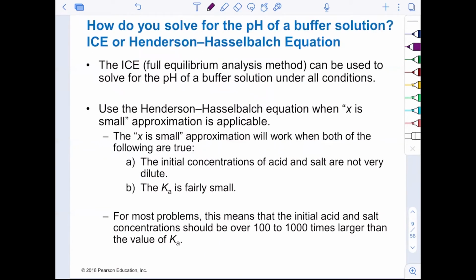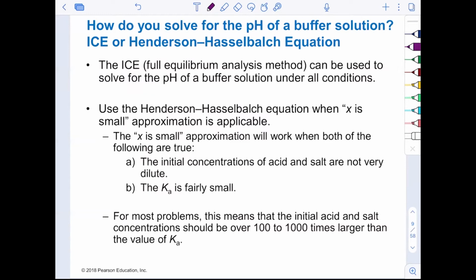So how do you solve for the pH of a buffer solution? An ice table will get you to that pH 100% of the time. Every single time you can use an ice table. If you want the shorthand method of the Henderson-Hasselbalch equation, go ahead and use it only if the X is small approximation works. That is where Ka is fairly small and the initial concentrations of acid and salt are not very dilute, so they're relatively large.